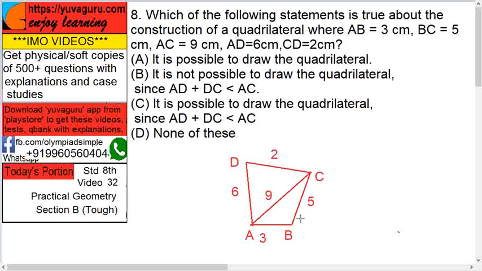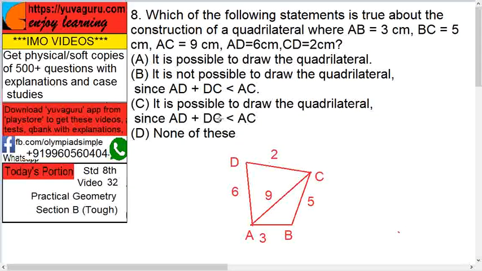Now in this quadrilateral, check one point. There are 2 triangles also. And what is the property of triangle? The property of triangle is sum of any 2 sides of a triangle should be greater than the third side. Is it fulfilled over here? AD plus DC, that is 6 plus 2 is 8. It is less than 9. So can a triangle be constructed over here? No. It means if this triangle can be constructed, then how can the quadrilateral be constructed? So this quadrilateral cannot be constructed.